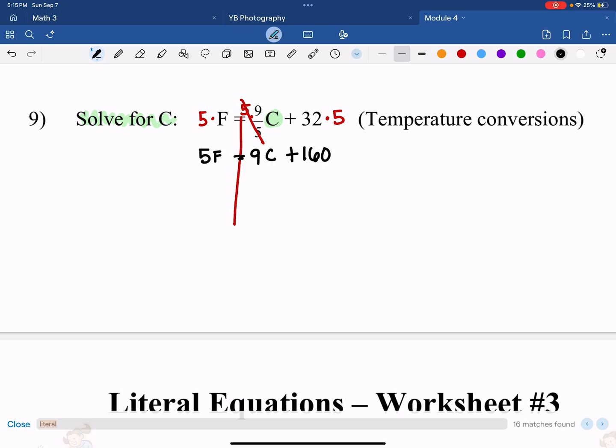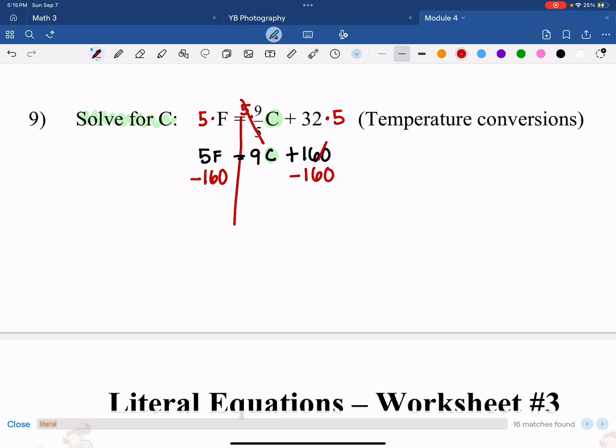Okay. Now, this isn't too bad from here. Again, we're still looking for C. You guys are used to solving equations similar to this. The only difference is you're not used to having this other letter over here. Just don't worry about it. We continue as usual. In order to move the 9 and the 160 away from our C, we're going to start by subtracting this 160 from both sides.